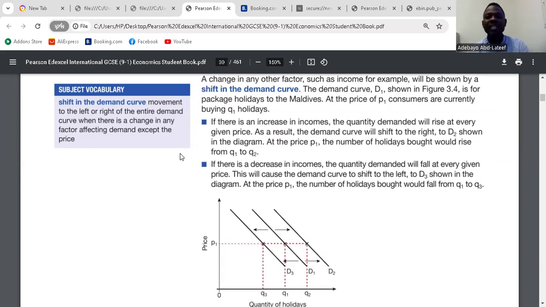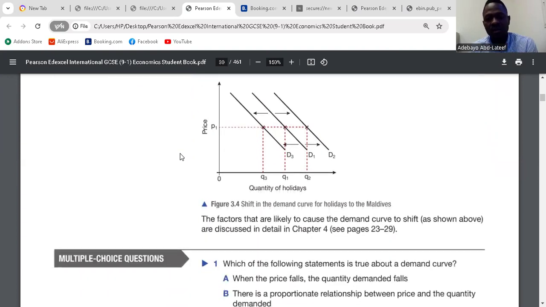So here they said if there's an increase in income, the quantity demanded would rise at every given price. As a result, the demand curve will shift to the right, from D1 to D2. Then the quantity demanded will increase from Q1 to Q2. Are you getting that? Yes. So if there's a decrease in income, the quantity demanded will fall from Q1 to Q3, bringing about a shift in the demand curve from D1 to D3, a leftward shift. Yes. Is it clear? Yes.